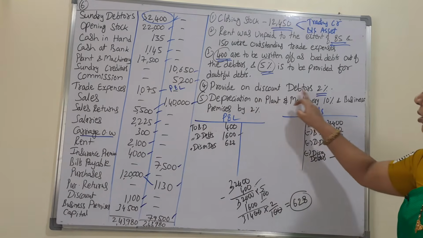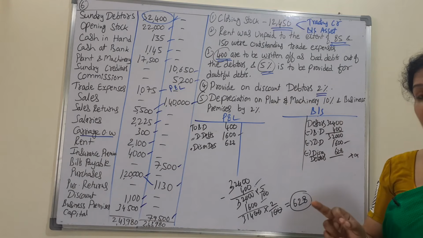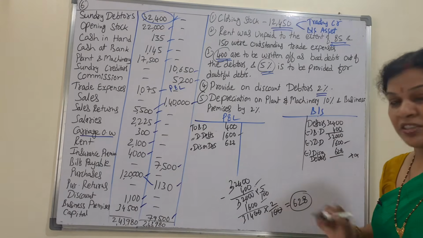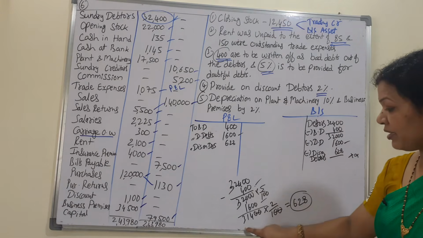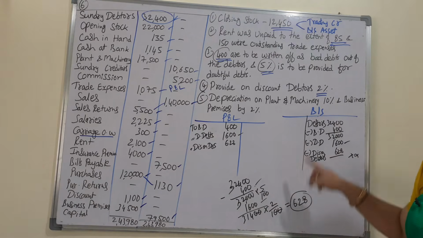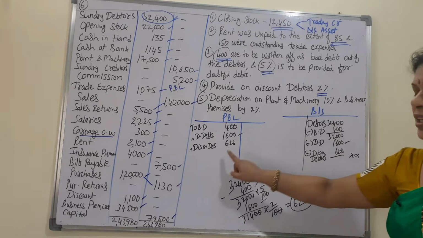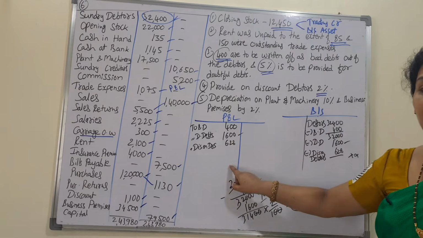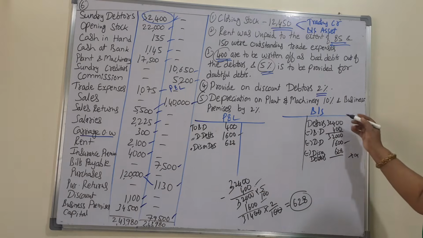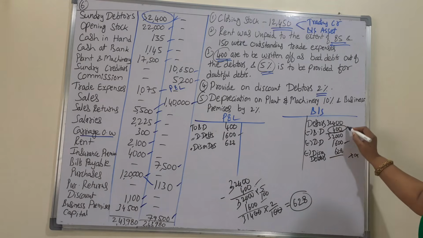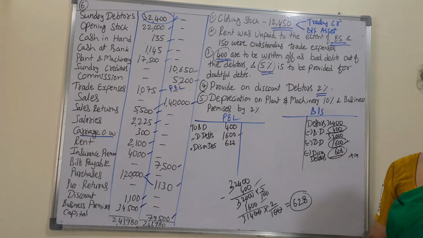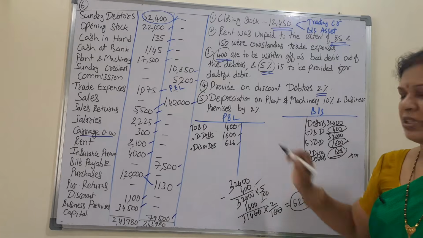Next, discount on debtors 2%. 2% also we have to calculate after deducting 400 and 1600. Both you have deducted, we are getting 31,400 into 2%. It comes to 628. 628 also is to be taken on the debit side of the P&L account, and in the balance sheet deduct from the debtors. From the balance sheet debtors, what we have deducted: 400, 1600, 628. 3 amounts we have deducted. 3 amounts we have written on the debit side.